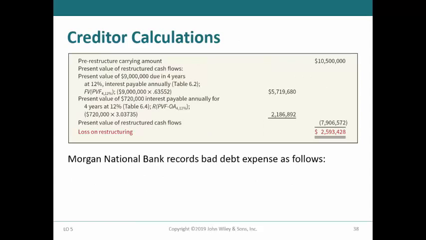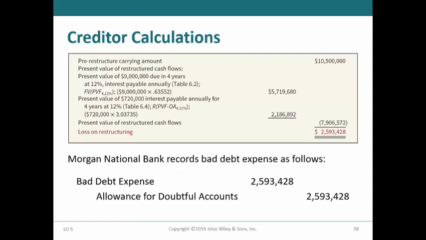Morgan National Bank would determine the present value of the future cash flows of the restructured loan as shown on the slide. The bad debts expense, $2,593,428, is the difference in the amount due on the original loan before restructuring of $10,500,000 and the present value of the future cash flows of the modified loan, $7,906,572. To record the entry, Morgan would debit bad debts expense for $2,593,428 and credit the allowance for doubtful accounts for the same amount.